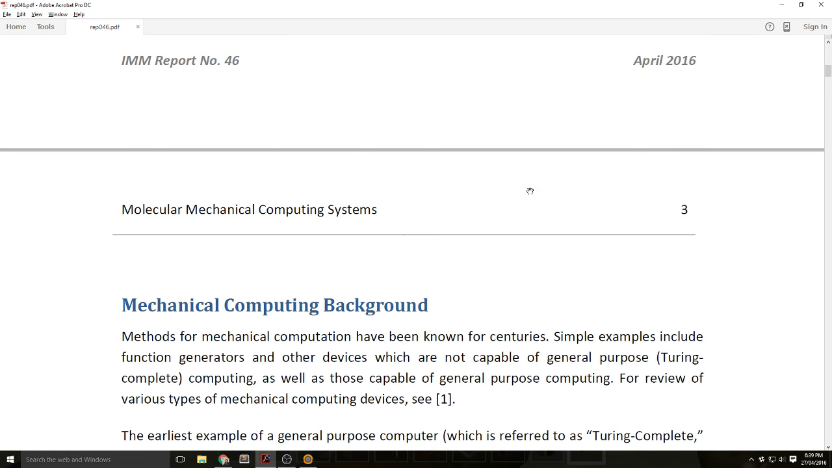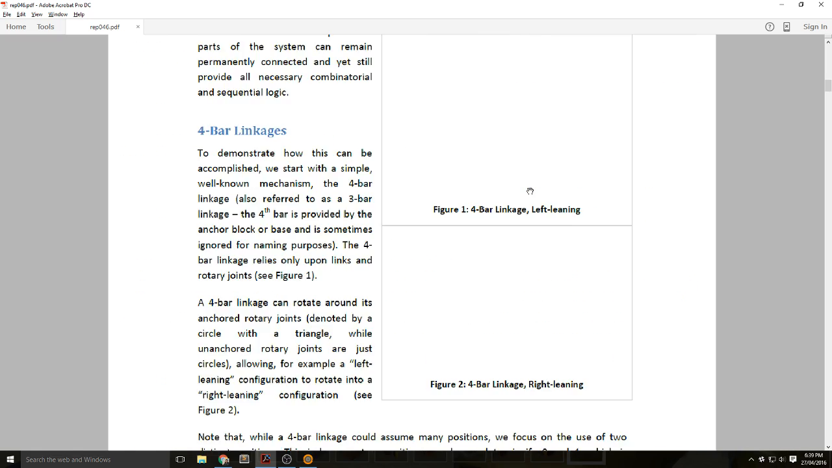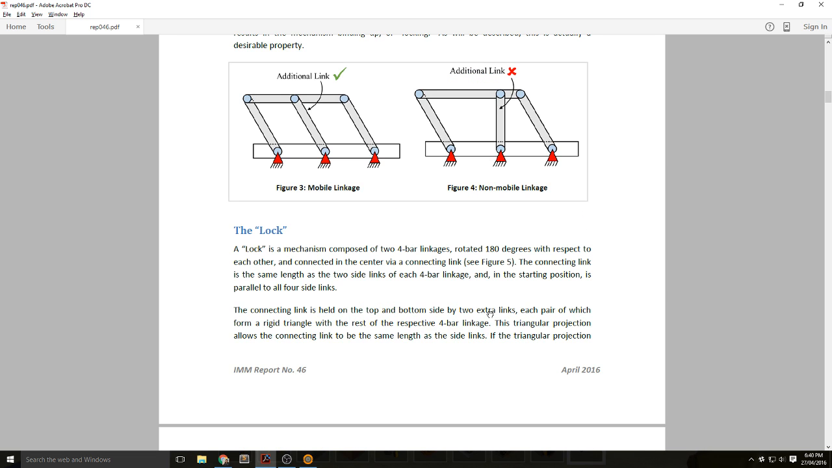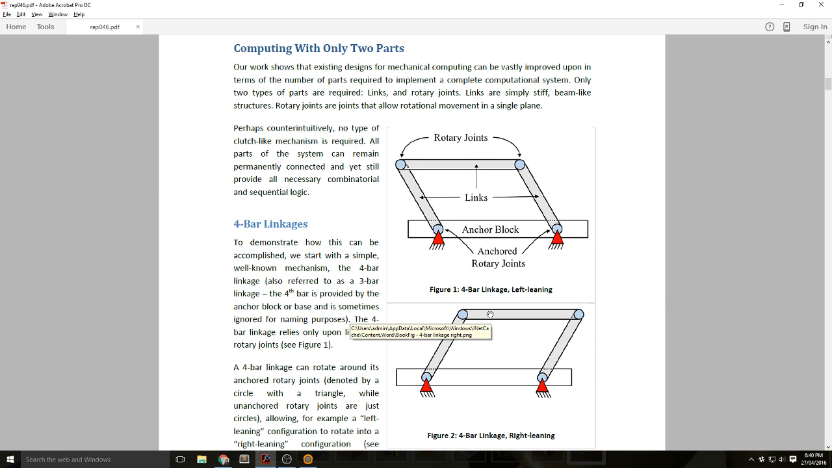This, on the other hand, is what I started with yesterday. And this is me building a 4-bar linkage. Specifically, we're computing with 2 parts. We're computing with a 4-bar linkage, and we are computing with a lock. And so yesterday was me spending an hour getting this thing to work.